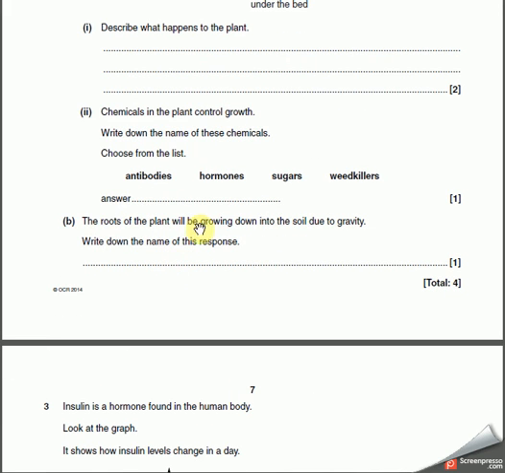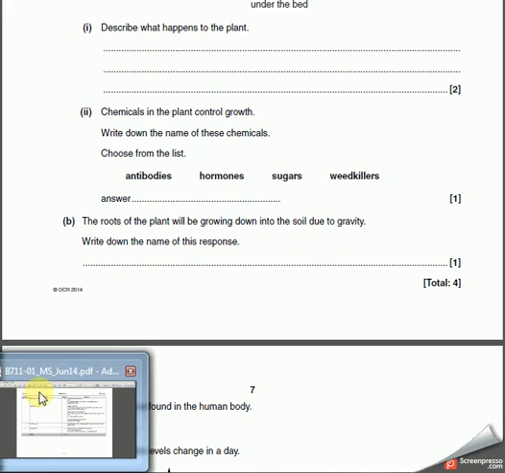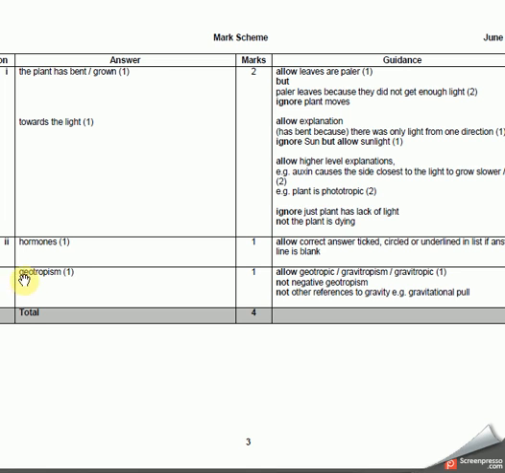The root of the plant will be growing down into the soil due to gravity. Give the name of this response. Remember, when plants grow towards gravity, it's called geotropism. That's what it's called, geotropism. All right.